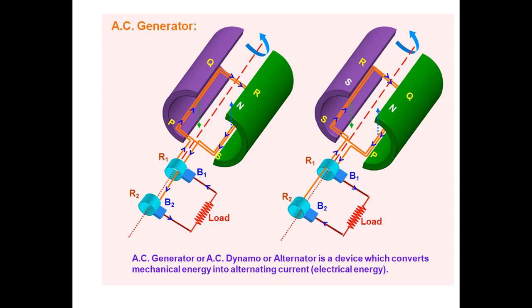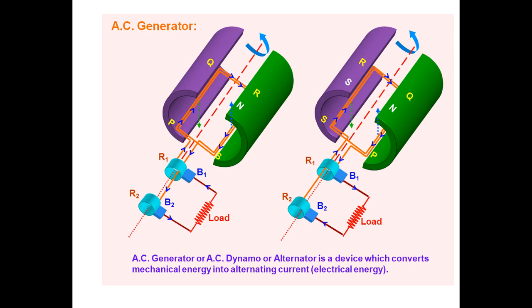The basic element of the AC generator: whenever the coil rotates in the magnetic field, it cuts the magnetic field lines, and hence the magnetic flux linked with the coil changes, and EMF is produced in it, hence current is induced in the coil. The direction of induced current can be determined by Fleming's right hand rule.